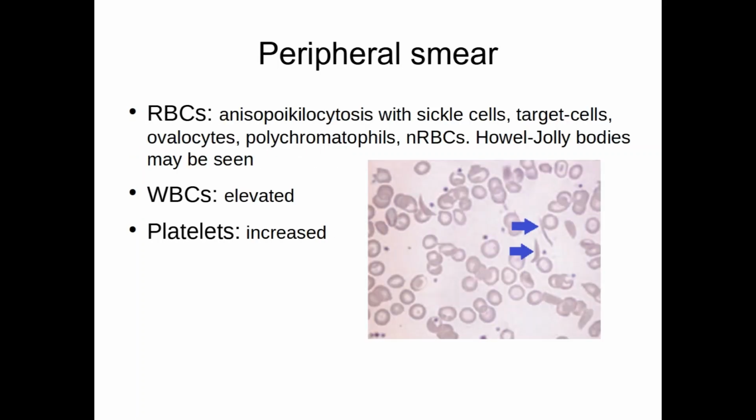Peripheral smear, when we examine, we will see that there will be variation in the size and shape of the RBCs, which is what is called anisopoikilocytosis. There will usually be sickle cells, target shaped RBCs, ovalocytes, reticulocytes or polychromatophils, and nucleated RBCs. Howell-Jolly bodies can be seen. WBCs will usually be elevated and platelets will be increased. In the peripheral smear image shown in this slide, there are two arrows pointing to RBCs which are elongated and have tapered ends. Those are nothing but the sickle cells.